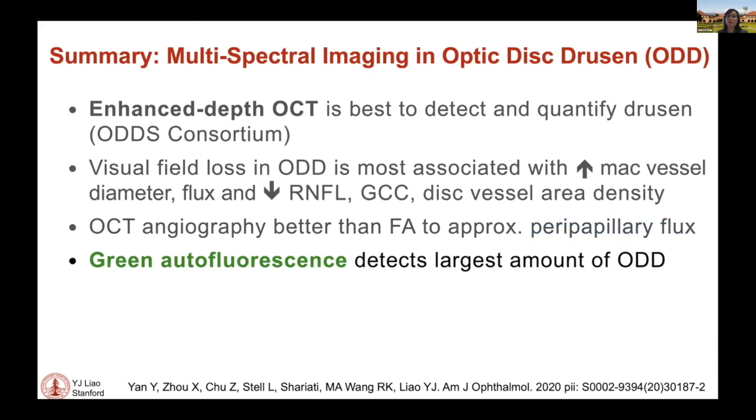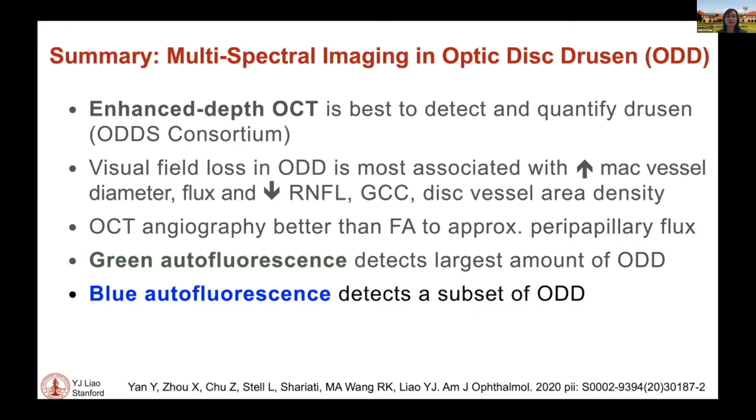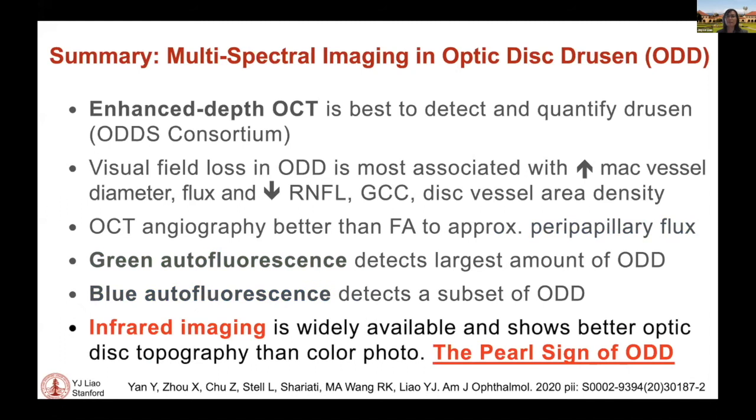Green autofluorescence seemed the best to detect the largest amount of optic disc drusen. Blue detects a subset of drusen, but sometimes they're very bright. Infrared imaging is widely available on all the OCT machines and other machines. And it actually shows very nice optic disc topography, much better than a color photo. And so we're coining the word, the pearl sign of optic disc drusen.